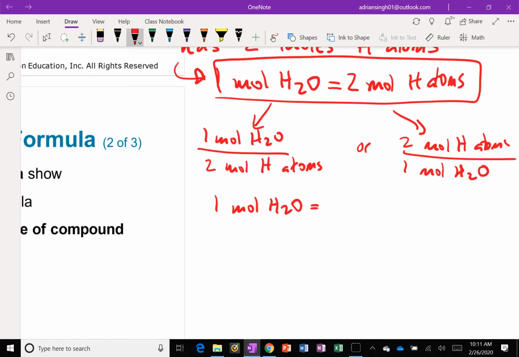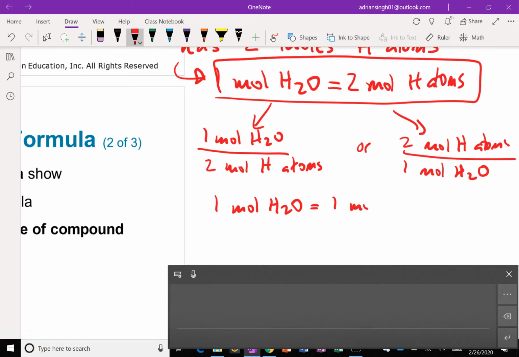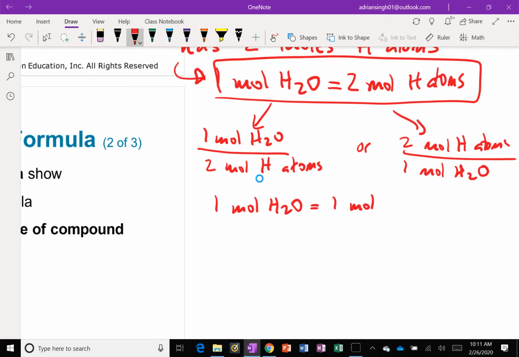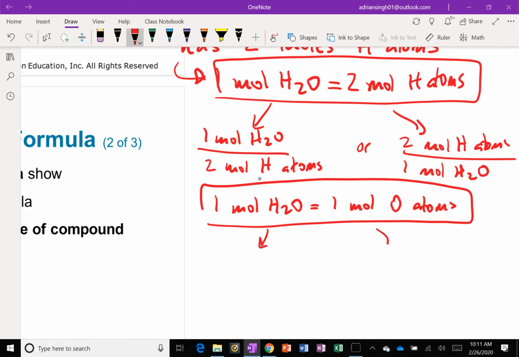1, right? Because the subscript for O is 1. We have 1 mole of oxygen atoms, right? That's another equality, and then we can turn that into 2 conversion factors as well. Put one over the other, and we flip it, and we get the second conversion factor.